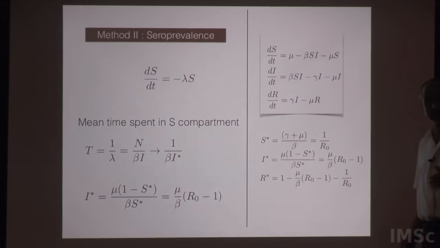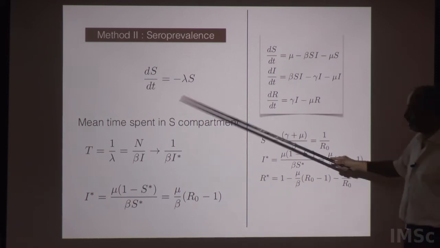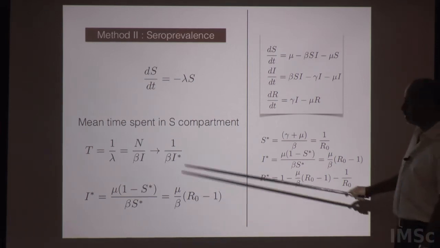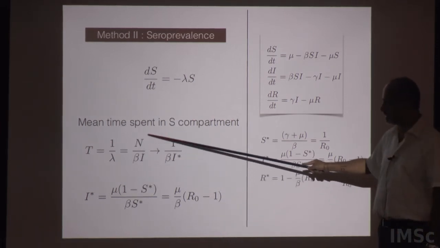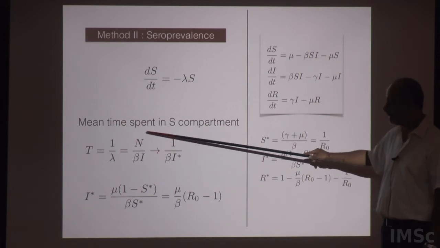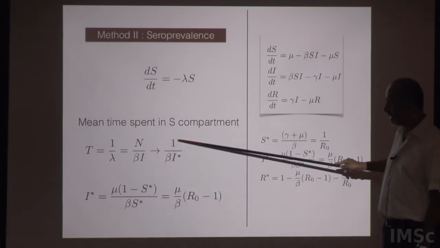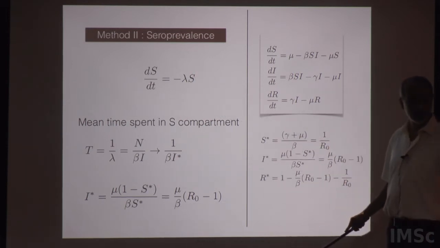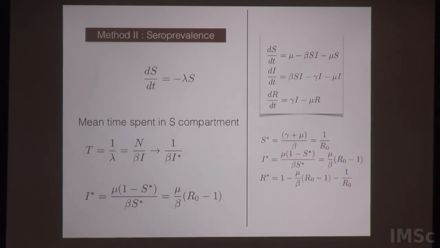Some people will spend a long time, because all I know is the probability distribution of the time, and that mean time is 1 by lambda, very simply. Okay. So, that is the time that you spend in the compartment. I can put my factors of beta, n and I. So, this corresponds to frequency dependent transmission. So, n over beta times I, and this is 1 over beta I star, where I star corresponds to the endemic equilibrium that I had earlier.